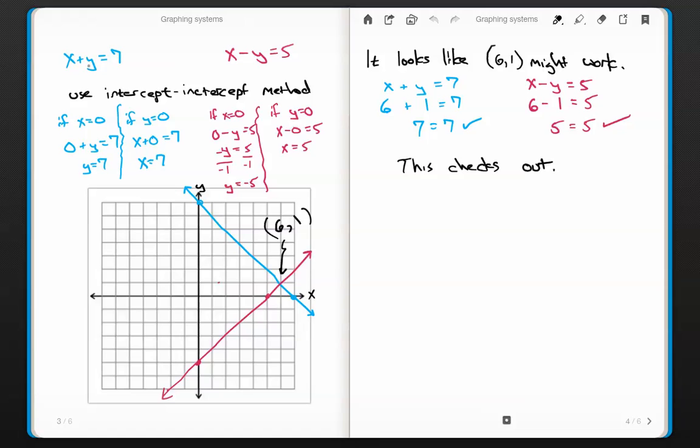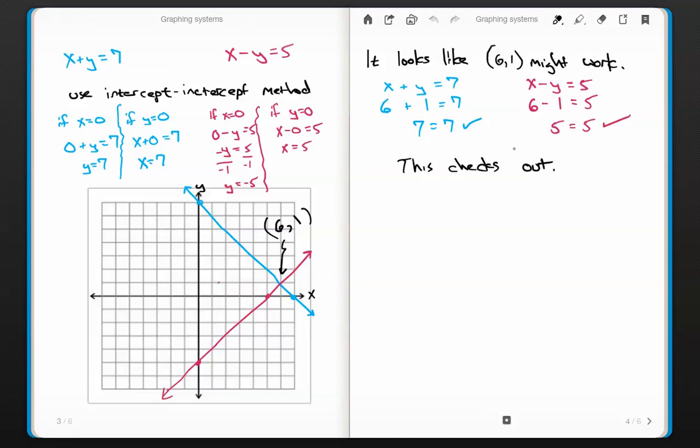Now, here's another one. x plus y equals 7, x minus y equals 5. We graphed these two. This time we used a different method to graph these two. We graphed the intercept method. We found the two intercepts of both lines. We drew the line in here, and it looks like 6, 1 might work for both of them. And we check. We plug in 6 and 1 for x and y, and it turns out that works.